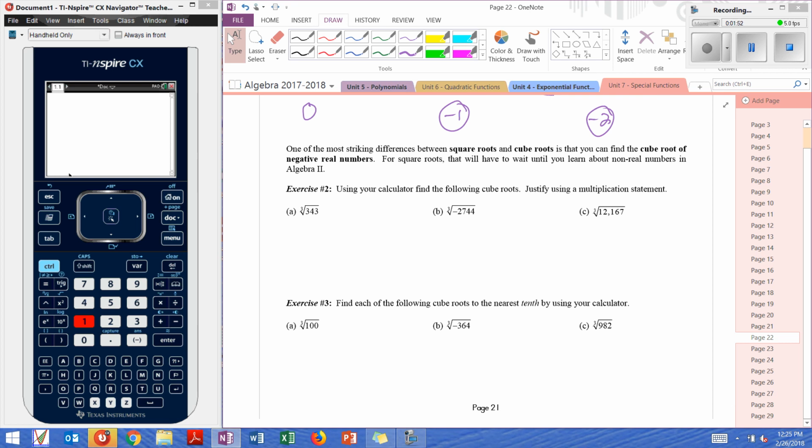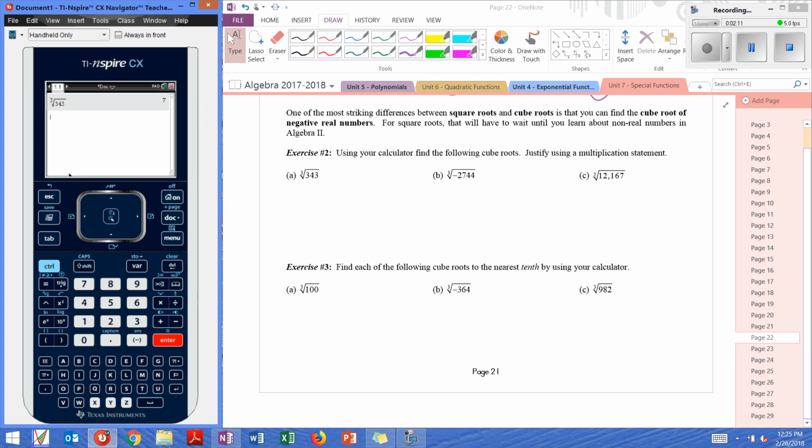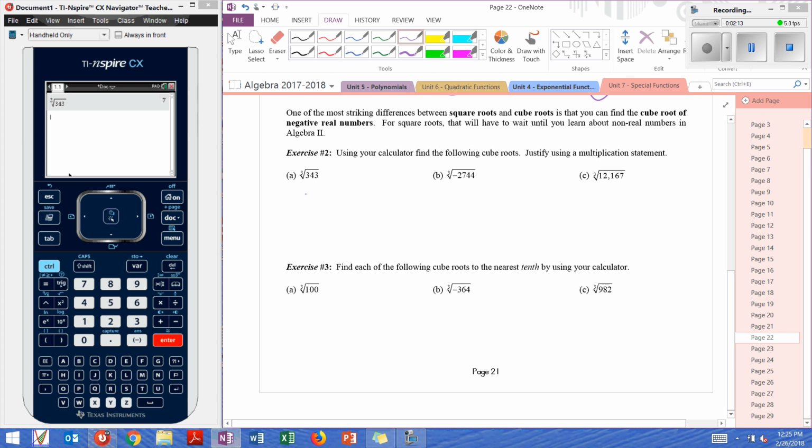Now, we can really just do this all on our calculator, and what you will do is you're going to press Control the caret key, because we need to get the 3 in there as a cube root. That is not the same as typing a 3 out in front. So for exercise number 2, we're using our calculator to find these. You type it in just like that, get your answer. It's 7. We can use a multiplication statement to justify. I'm not going to, but 7 times 7 times 7 is 343.